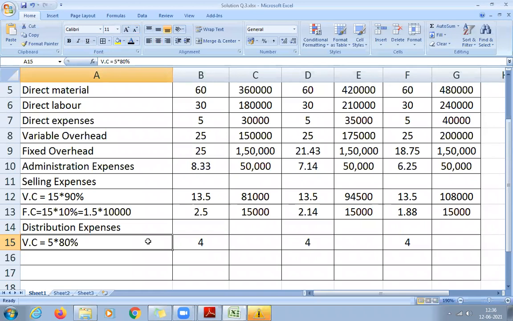See, preparing a flexible budget is very easy. You only need to know how to calculate variable cost, fixed cost, and semi-variable cost. If you know that, the remaining is just multiplication and division, simple mathematics. Now we multiply 4 into 6,000 units. 24,000. Next, 4 into 7,000, 28,000. Then 4 into 8,000, 32,000. Very simple. Got it?